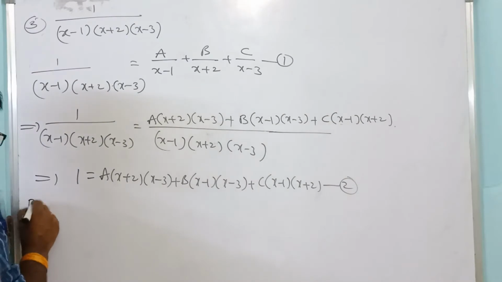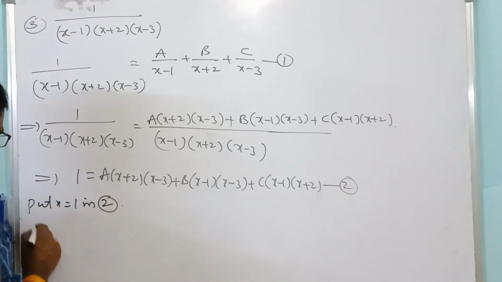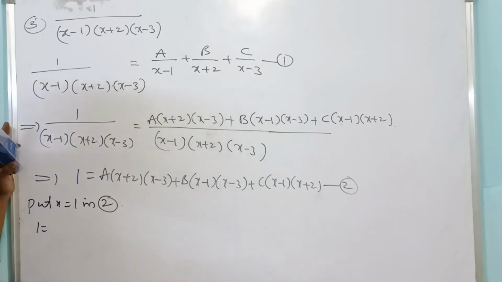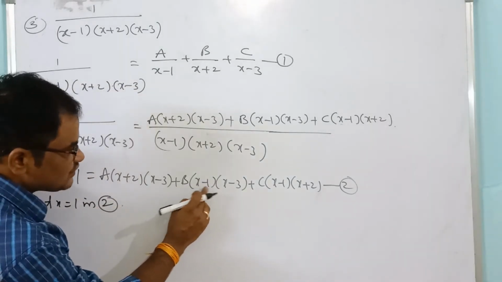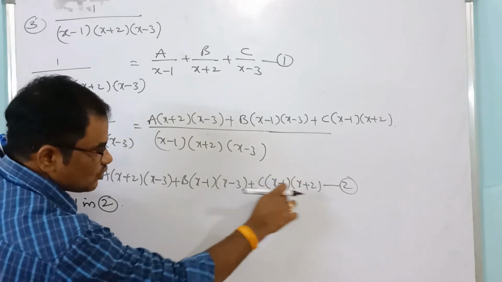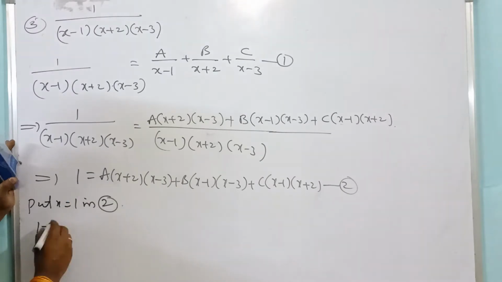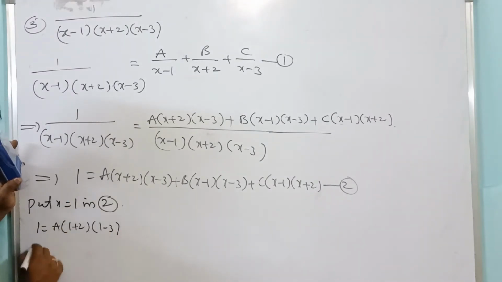Now first put x equal to 1 in equation number 2. 1 equal to, if you substitute x equal to 1 here, 1 minus 1 is 0, so this total is 0; 1 minus 1, this total is 0. What is remaining is A into (1 plus 2)(1 minus 3). So 1 equal to A into 3 into minus 2. So A equal to minus 1 by 6. Right?